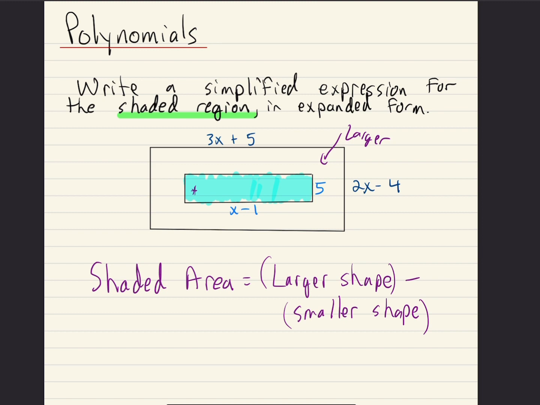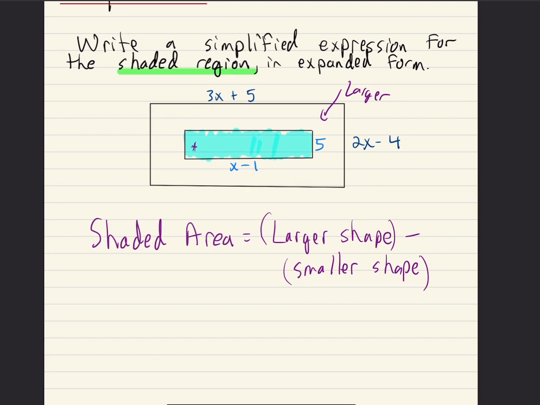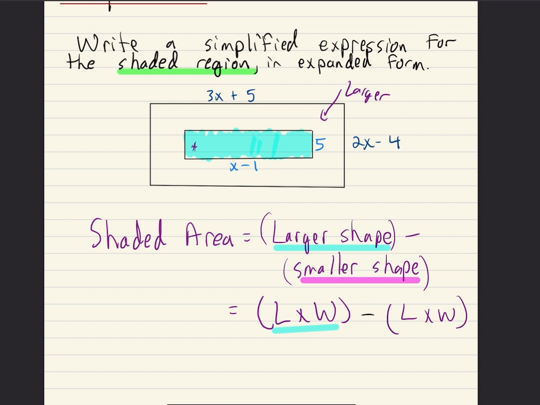So remember that area, especially for a rectangle, is length times width. So when I expand this, it's going to be length times width, and this is going to be for the larger shape. And then I'm going to highlight that in kind of turquoise, and then the smaller shape is going to be in purple. And so here, length times width, subtracted by length times width, but that's going to be for the smaller shape over here.